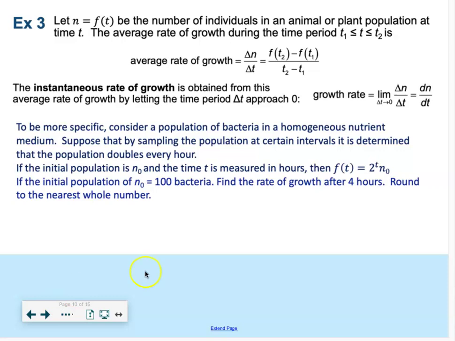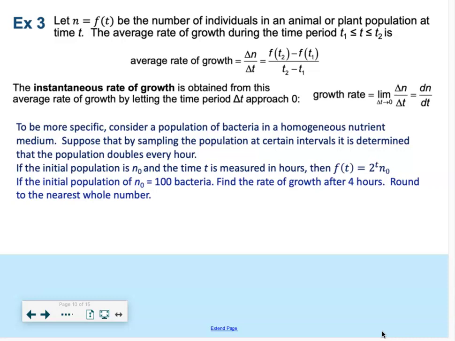Okay, don't write this down. Let's just talk about it. Population growth. So, when we have a population that's growing, the average rate of change or rate of growth of the population, that's your change in population over change in time, right? So if we want an instantaneous rate of growth, that's the derivative of population with respect to time.